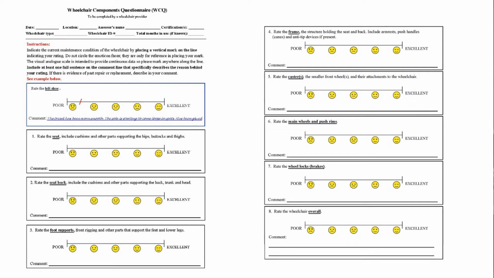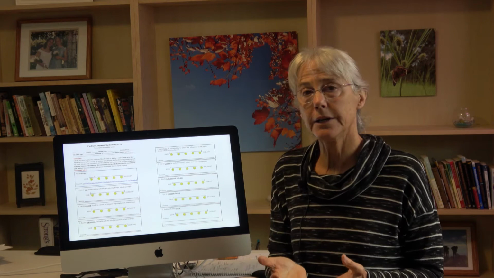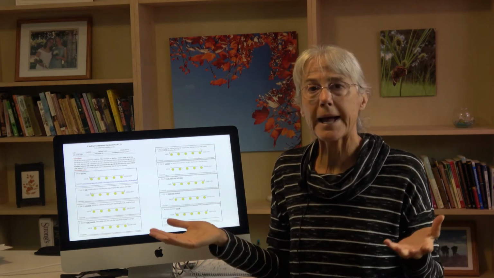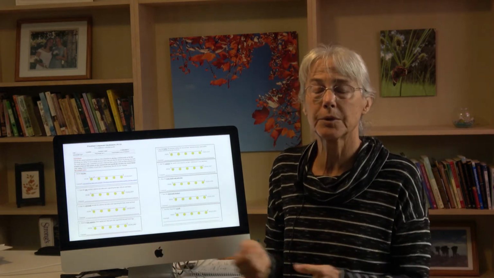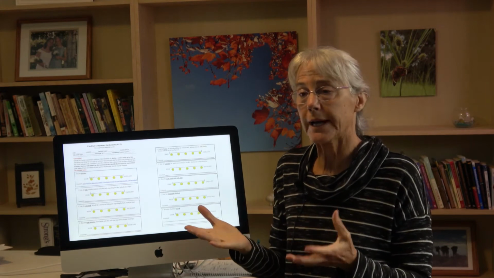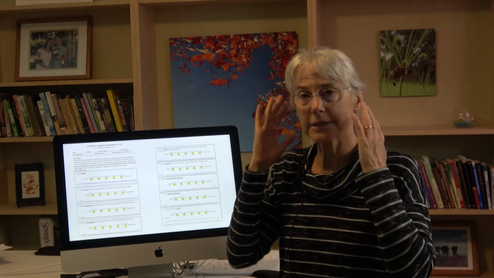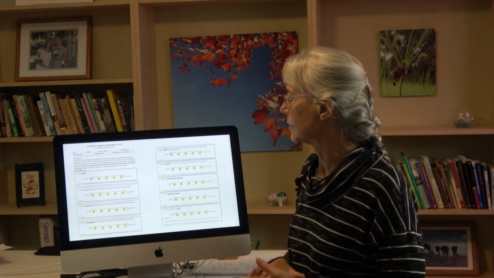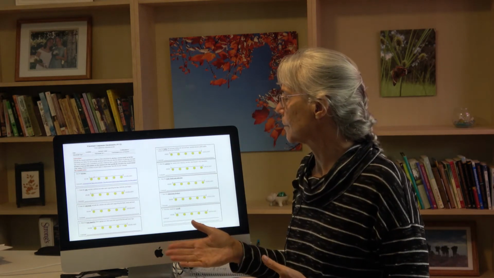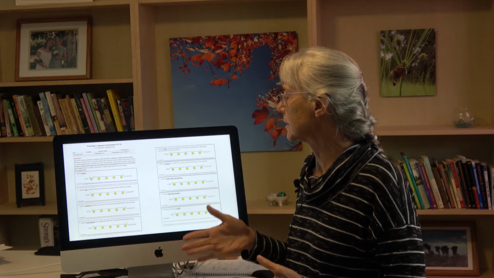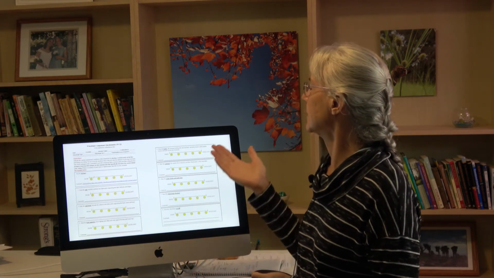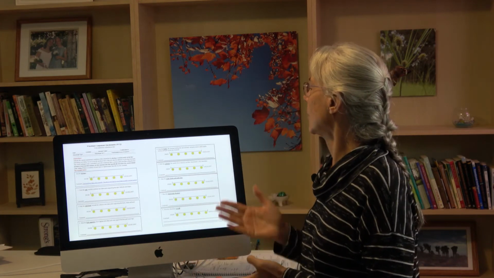Rate the seat back, include the cushions and other parts supporting the back, trunk, and head. And again, here you could have a simple back, or a very low back for someone with an active upper body, or you can have a back that has trunk supports and a head support and so on, and you can answer it for those chairs. Rate the foot supports, front rigging and other parts that support the foot and lower legs, the frame, the structure holding the seat and back.